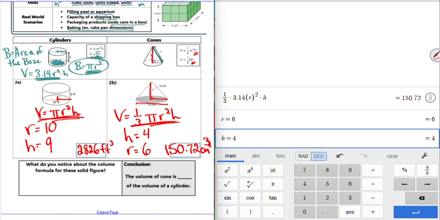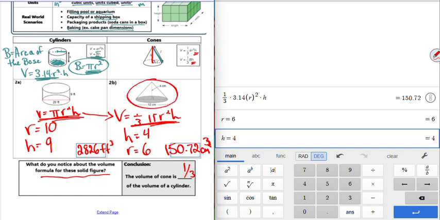Hopefully you noticed it before I said it, but really it's just multiplying the volume of a cylinder times 1/3. So what I would write here is that they are exactly the same, but the volume of the cone is multiplied by 1/3. So the volume of the cone is 1/3 of the volume of the cylinder. So if you have identical measurements, let's say we had the same radius and the same height, the volume of the cylinder is just going to be 3 times as big as the cone. Three of these cones would fit inside of a cylinder with the same dimensions.